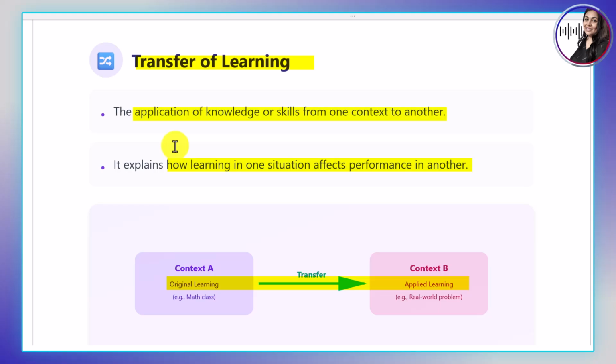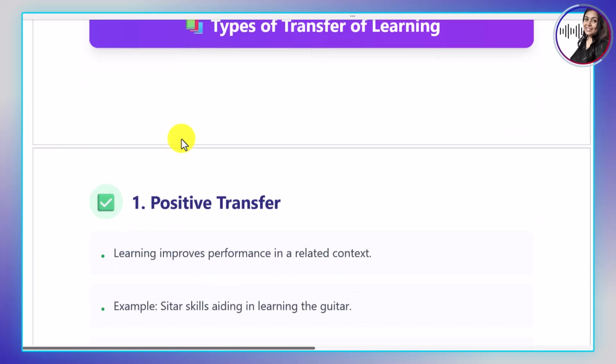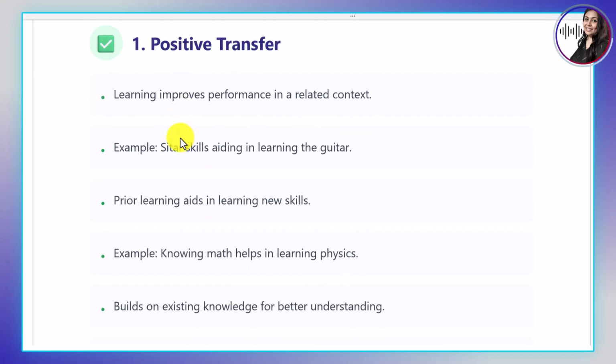or real-life problems. The first and most desirable type is positive transfer of learning. Positive transfer occurs when previous learning improves performance in a new but related context. For example, learning to play the sitar can make it easier to learn the guitar because both involve similar finger movements and musical understanding. Similarly, prior knowledge of mathematics often helps in learning physics.